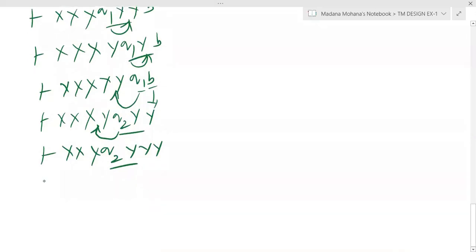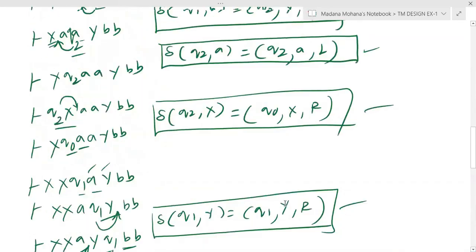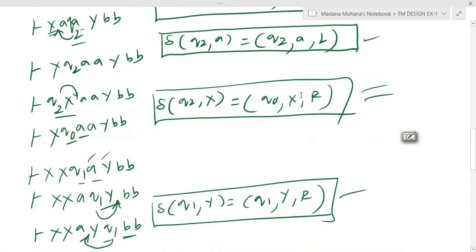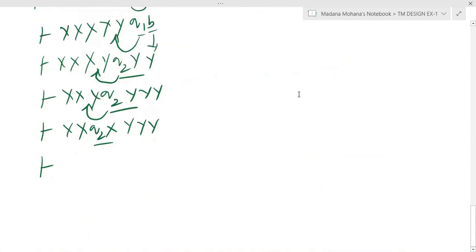The same we can apply. Now we can see again we can skip X X. Now it moves left over X. Now Q2 X. Then Y is replaced with Y, then moves left. Now we are at Q2 X. Actually, for Q2 X, what is the transition? Whenever X is found, it is going to Q0 state. Then X is replaced with X. It moves right. Now we can see what will happen by applying this.